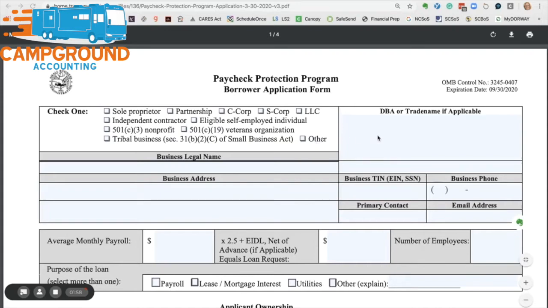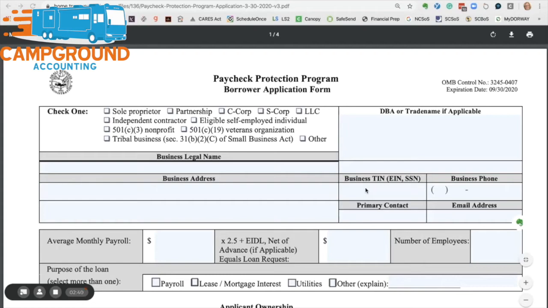To the right, DBA or trade name versus the business legal name. The business legal name should be the formal name that was used with the Secretary of State when forming your entity. If you are the ABC LLC doing business as Subway Restaurant or McDonald's, the trade name is what's above the door if you're a retail location, or what name you operate under as a doing business as. If your business legal name is the same, you do not need to list anything in the DBA or trade name. Your business address should be listed, as well as your federal ID number.